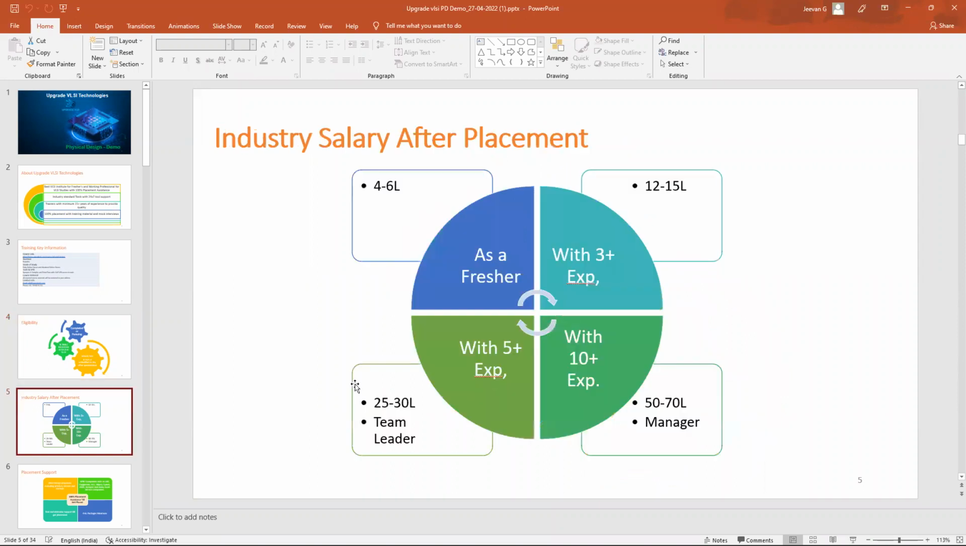Okay. So if you see the salary package, the structure would be like this: as a fresher, you are going to get 4 to 6 lakhs of package, and with 3+ years of experience, you're going to get 12 to 15 lakhs. If you become a team lead with 5 years of experience, you're going to get 25 to 30 LPA. If you become a manager with 10 years of experience, you can't even imagine the numbers. It completely depends on your skills, your knowledge, and the hard work you put in.